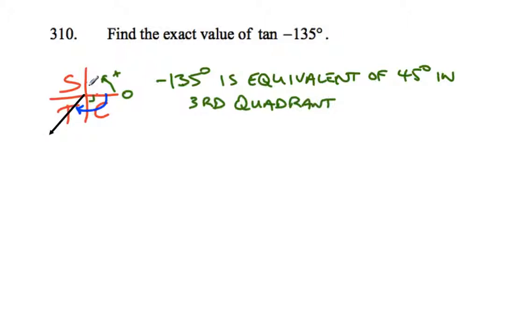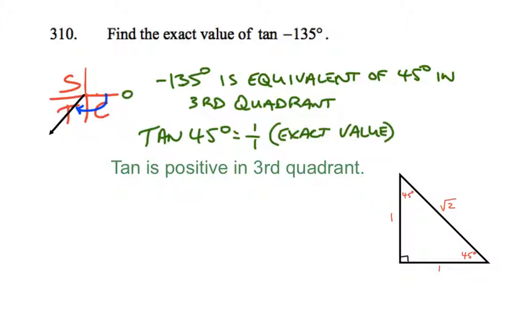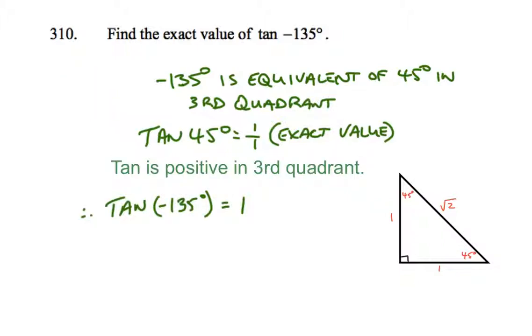So is tan positive or negative in that third quadrant? Oh, I think it's positive. So let's have a look at the equivalent of 45 degrees as a positive exact value. We'll look at 45. Tan 45 is opposite over adjacent, or the other way around, 1 on 1 for the exact value, and I think we're going to leave it as a positive because tan is positive in that third quadrant.